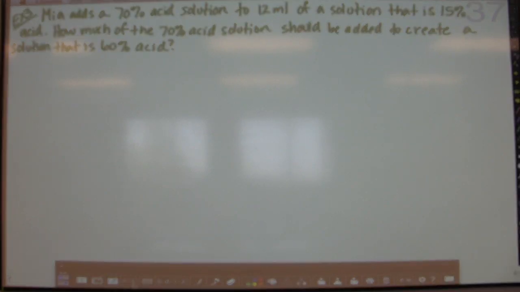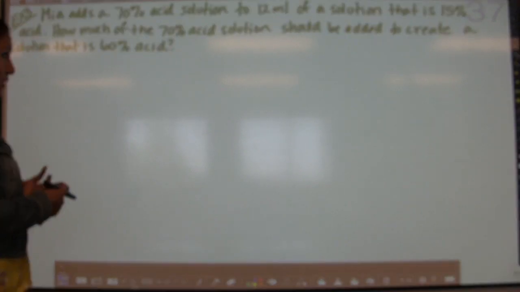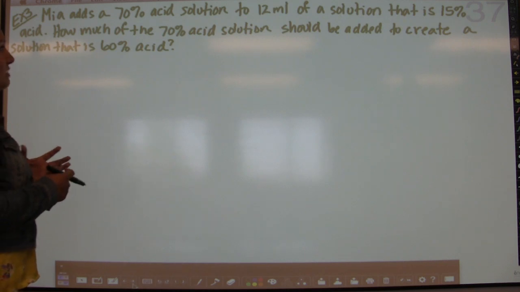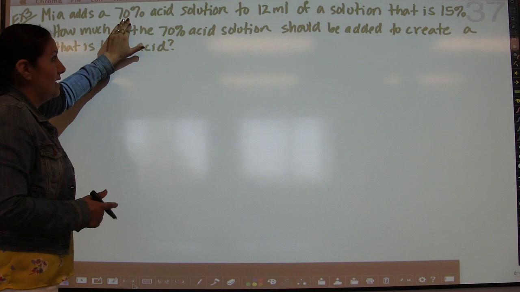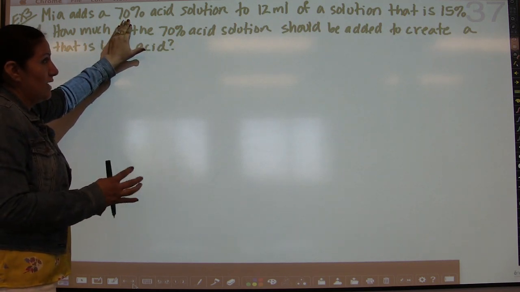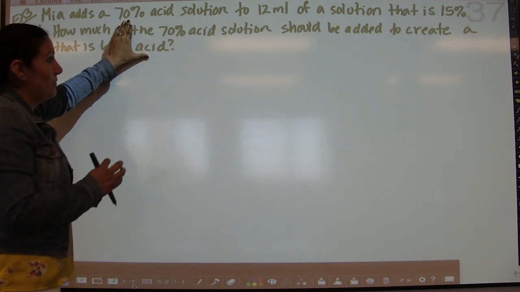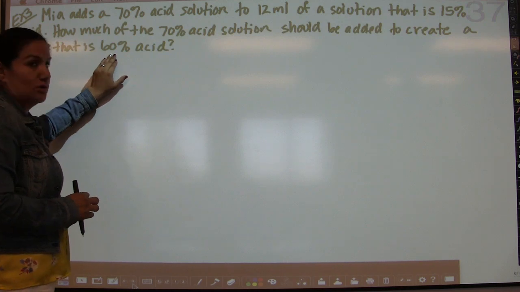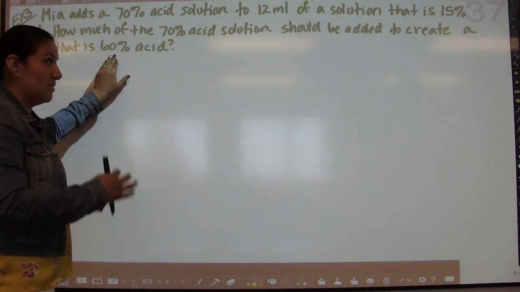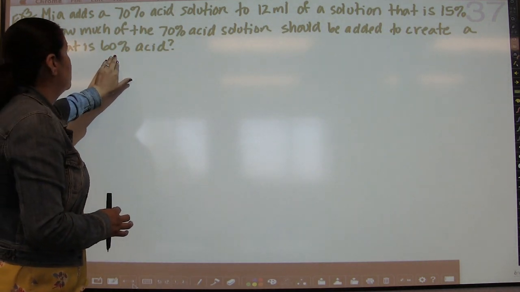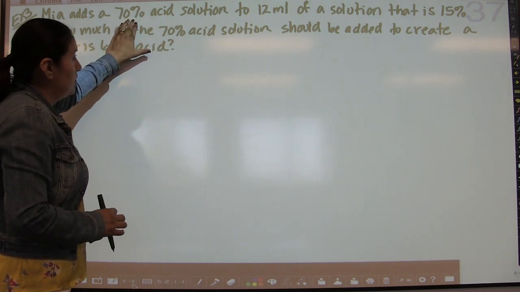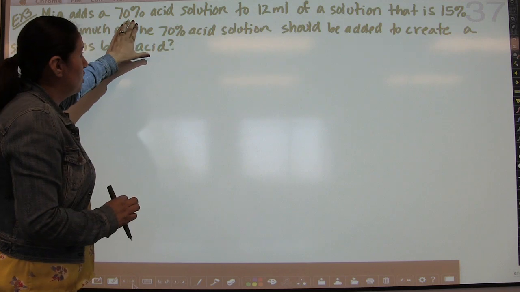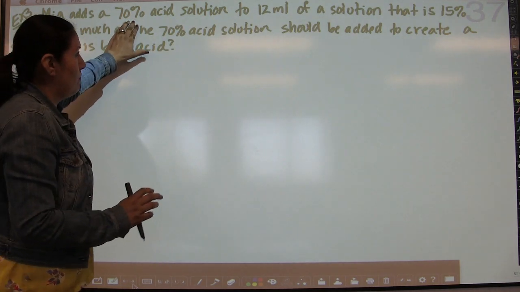So basically what's happening here is you have different strengths of acid. I know it sounds kind of wordy, but basically you have 12 milliliters to start with of a 70% solution, which is kind of strong. So what you're trying to do is dilute it, because at the end of the day you want a 60% solution, which is obviously not as strong as a 70% solution. So you're going to add this 70% solution. Oh, I'm sorry. We actually want to make it stronger. I totally read that wrong.